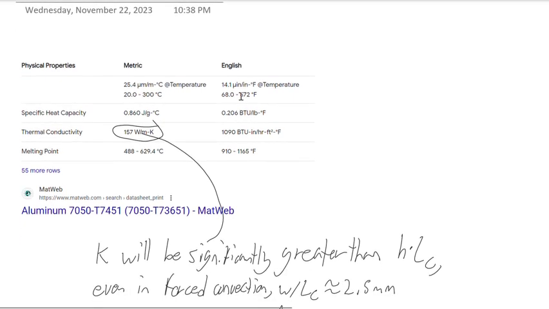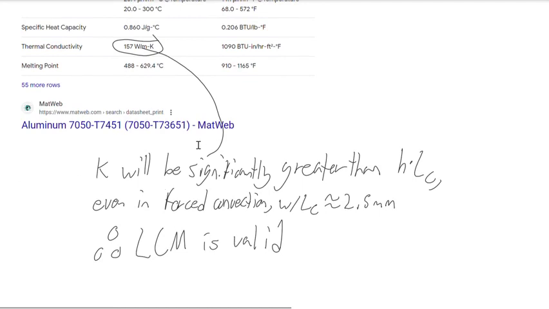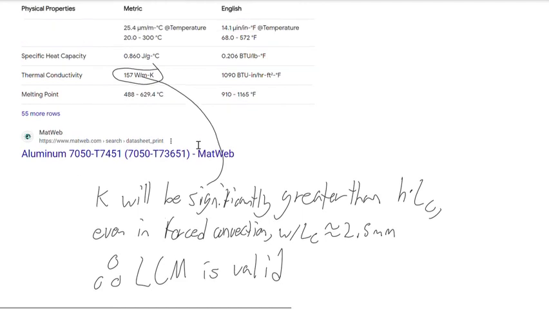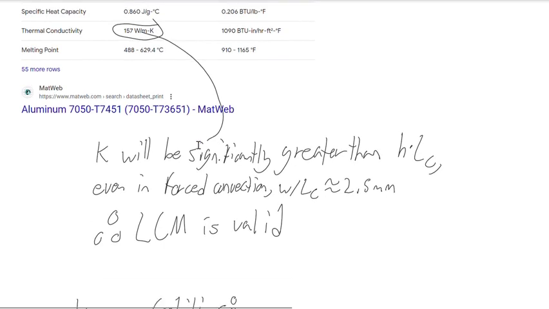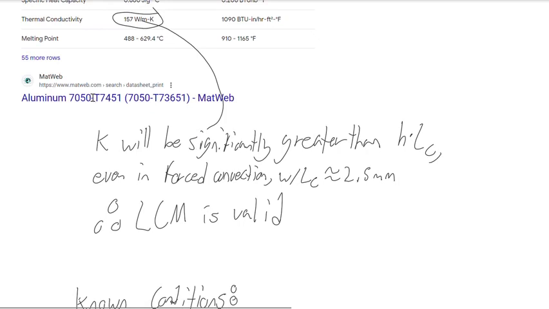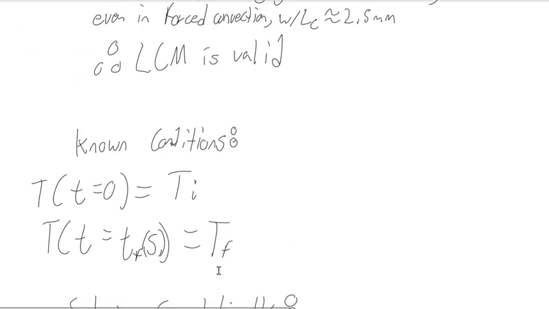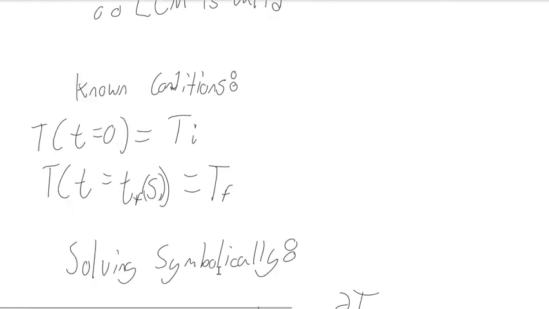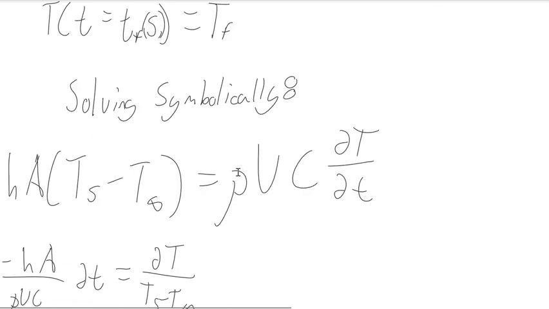So as for my calculations, first of all, I just wanted to show you that lump capacitance is definitely valid here, because you know what, hL_c over k. The h value, it pretty much doesn't matter whatever h value you use, lump capacitance will be valid considering just how high the thermal conductivity is. Alright, so for the known conditions, there's two time-dependent conditions. Our initial temperature is T_i at time equals 0, and at some final temperature, we know T_f, which is 120 Celsius for my calculations.